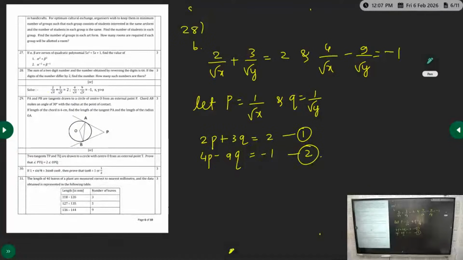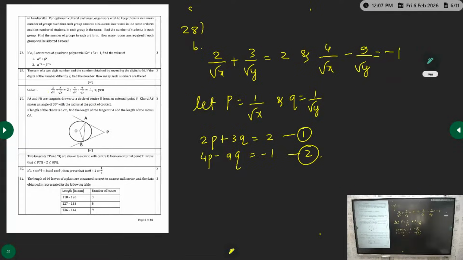Q is equal to 1 by 3. Q is 1 by 3. Then what is P? I will solve this completely. You try elimination. Q is 1 by 3.